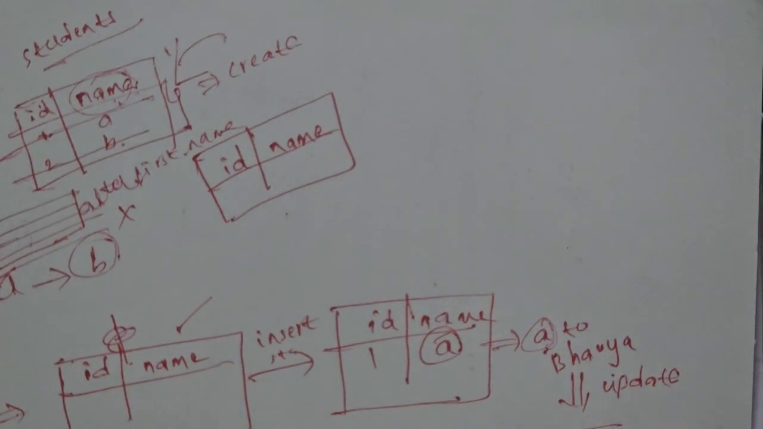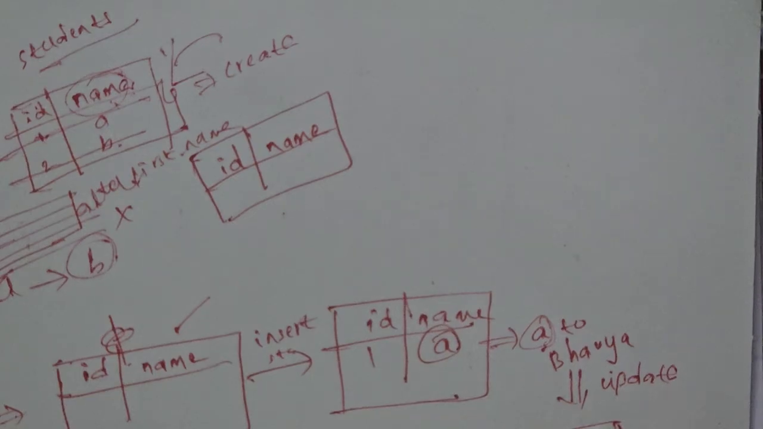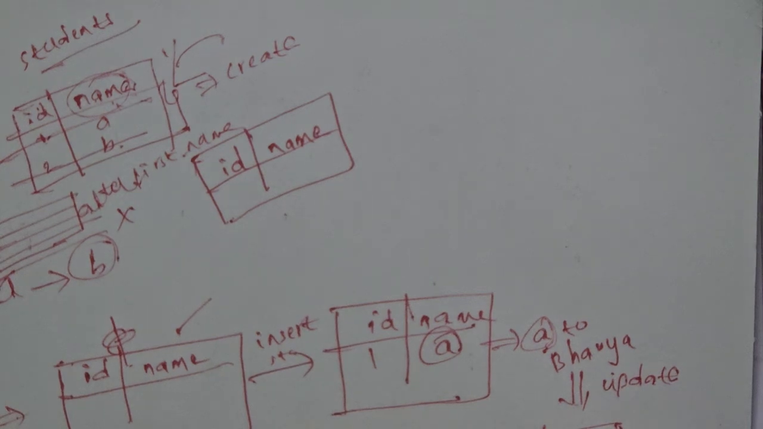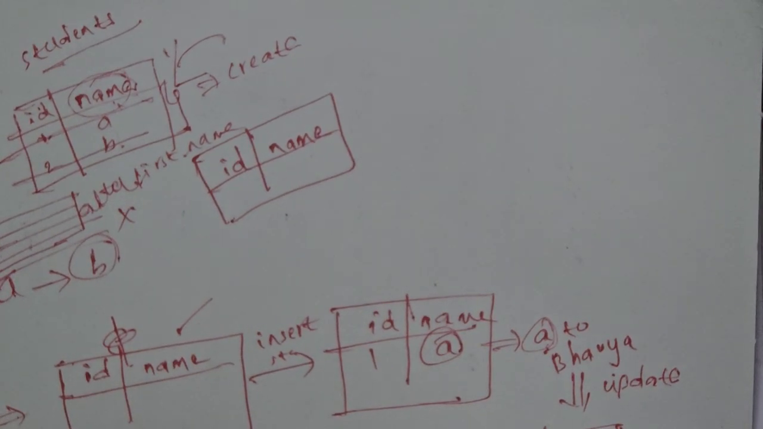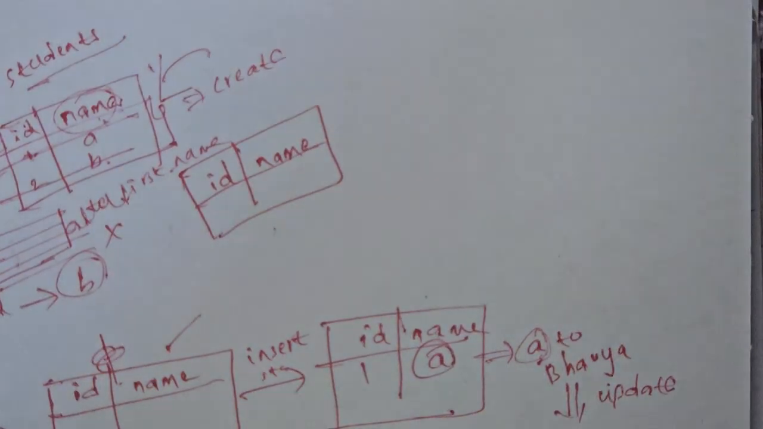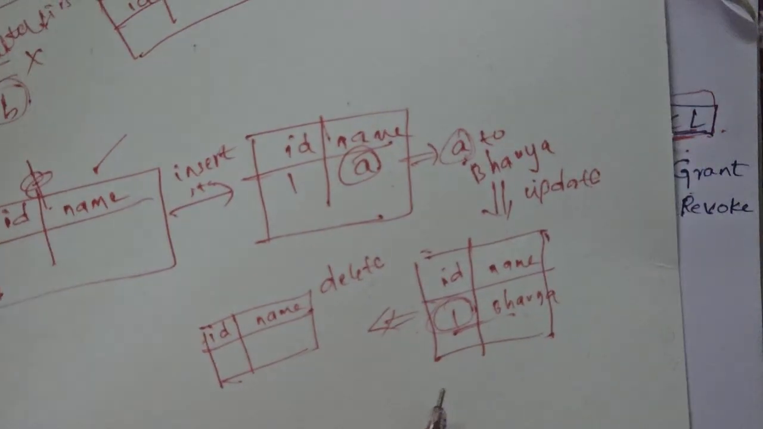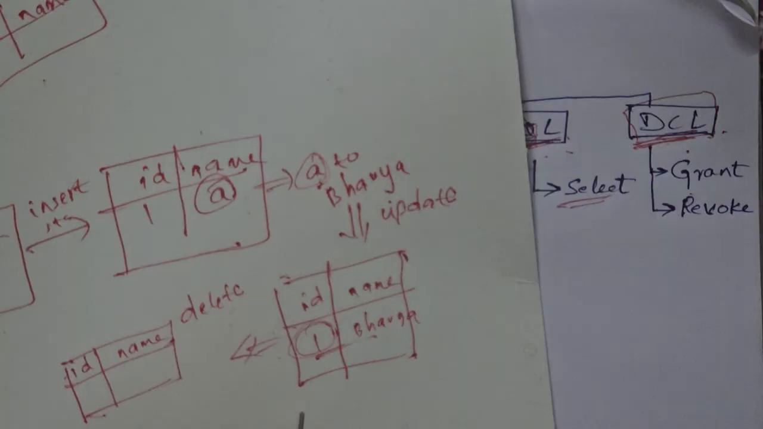After performing the update, your table will look something like 1 Bhavya. Now if you want to delete this particular record with id equal to 1, then you can perform the delete operation on the table. So after deleting, your table will remain id name like this. This particular record will be deleted. This is all about DML operations.